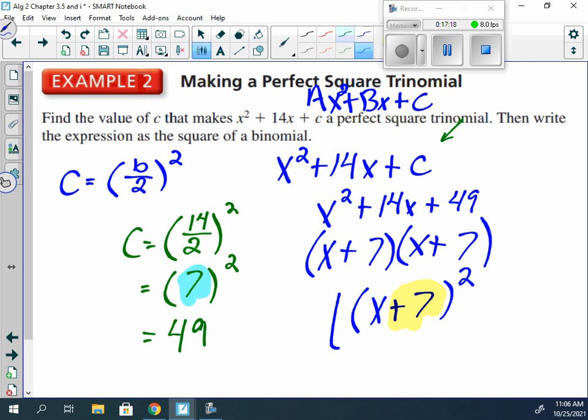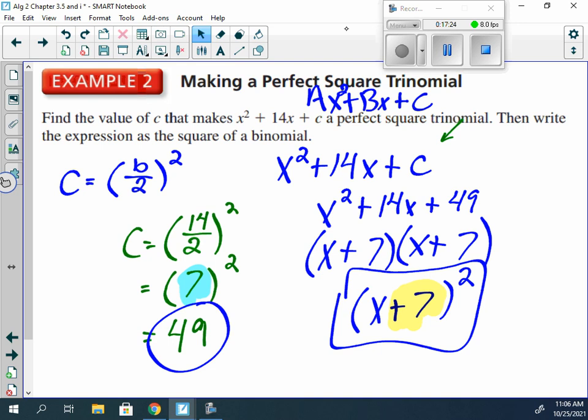So when you do this on the homework, the two things they're looking for is this and that. They're looking for the value of c, which here would be 49. And the expression as the square of a binomial, a square of a two-termed polynomial, which would be here x plus 7 squared. Questions on this here?